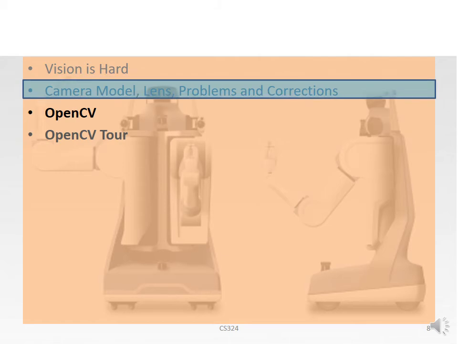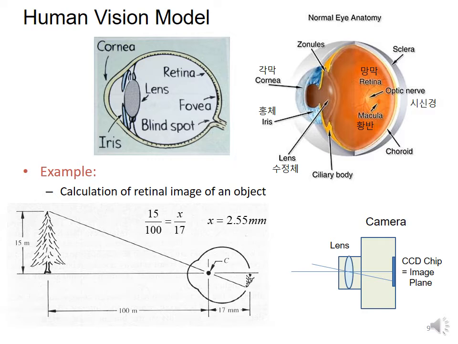Next, we will explain the camera model and the lens and discuss the problems and the corrections. This picture shows a human visual model. Here is the iris, and the iris controls the amount of light, and here is a lens, and here is a retina, and here is a fovea.